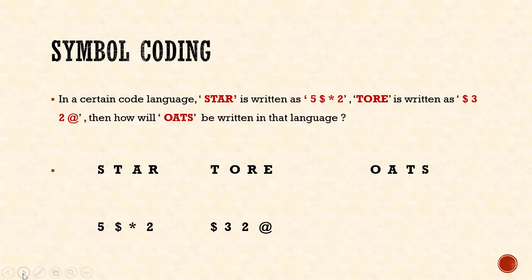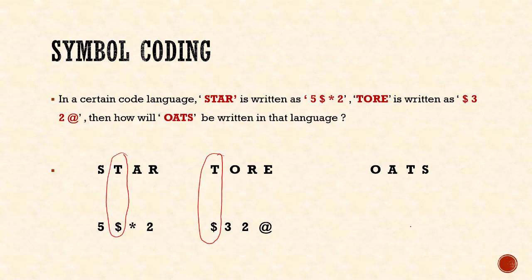As you can see, there's an example on the screen that in a certain code language, the word star is written as $5 star 2 and the word tor is written as $32 at the rate. And using these two sample codes, we have to find out the code for the word oats here. Just by simple observation, if we see the common word in both of them, the first common letter is T, and we see T is coded as the $ sign in both of them. So we can conclude that the code for the letter T is dollar.